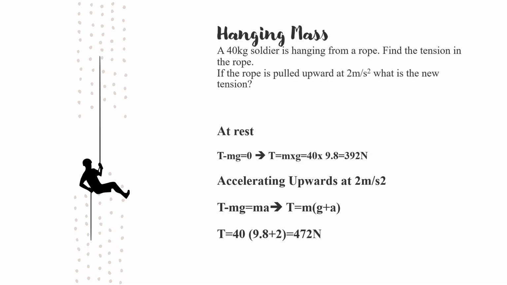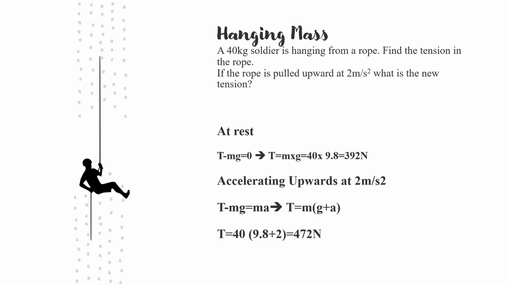Moving this around, we need to remember that g as well as this new acceleration are both accelerations, g downward and acceleration upward. So gravity is 9.8, acceleration upward is 2. Adding these two and multiplying by the mass, because that's the mass of the person, that is going to be equal to 472. So the tension now changes from 392 to 472 newtons.